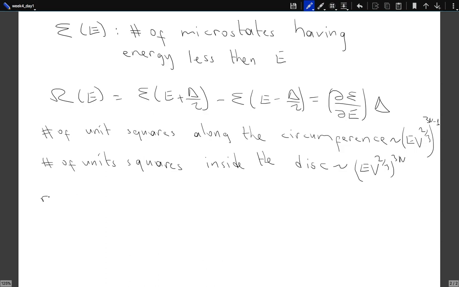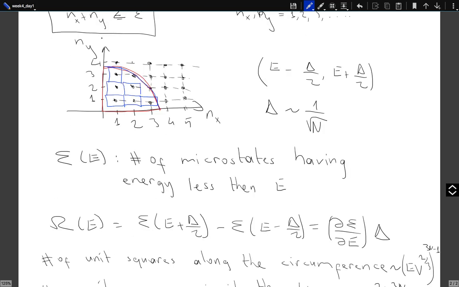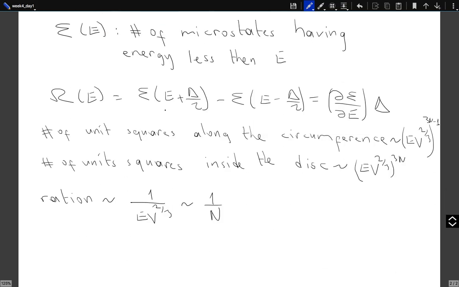Now, if you take the ratio, it would scale as 1 over E times V to the 2/3, which is basically 1 over n. E scales as n, V to the 2/3 scales as n to the 2/3. So the error introduced due to this boundary goes as 1 over n, and eventually we can just ignore it. That will be negligible.